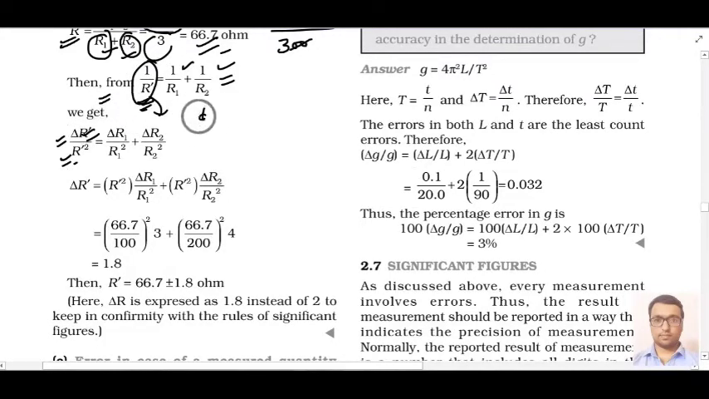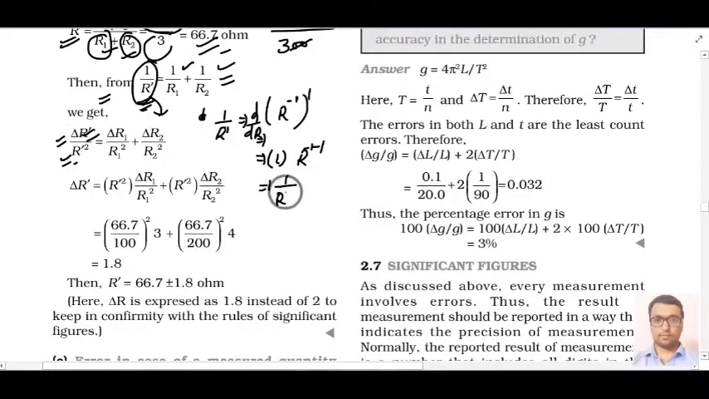If you differentiate on LHS and RHS, then differentiation of R dash will be equal to R minus dash, and the differentiation of 1 by R will be d upon dR, that is minus 1 by R square. This is how we differentiate the physical quantities. So the same concept has been used over here. So differentiation of 1 by R1 will be 1 by R1 square and delta R1, and the second term will be 1 by R2 square delta R2.